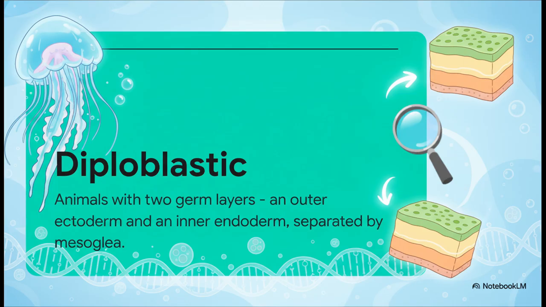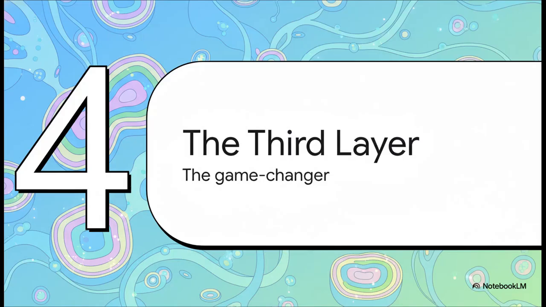So hang on to that idea of a two-layer plan, because the next huge step forward was all about adding a third layer. Okay, this next evolutionary innovation was a total game changer. I mean, it changed everything. This was the invention of a third layer, the mesoderm, and it opened up a whole new universe of possibilities for how complex an animal could be.